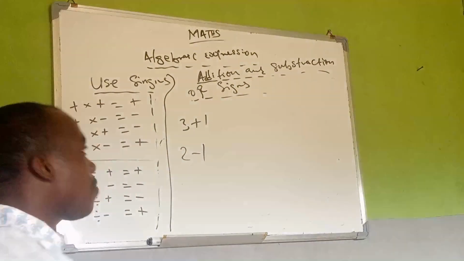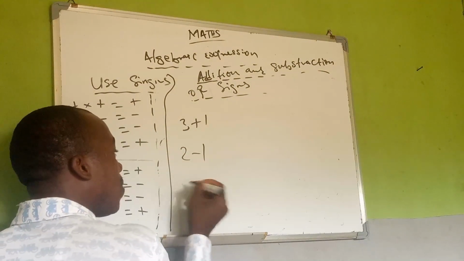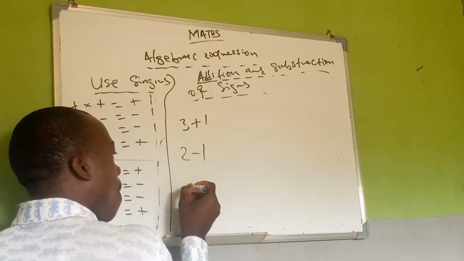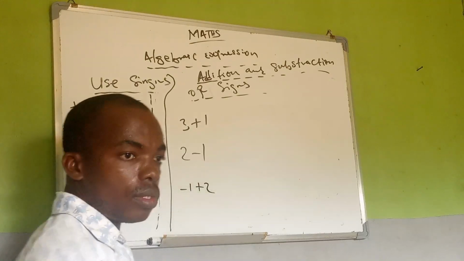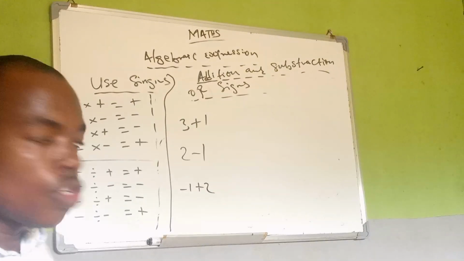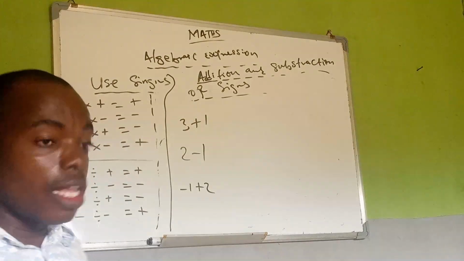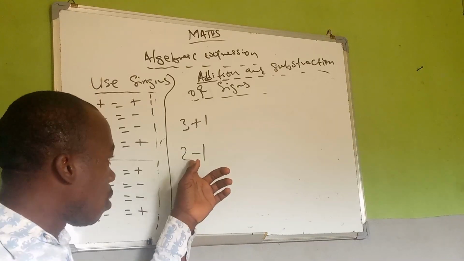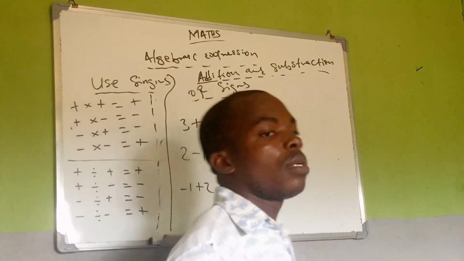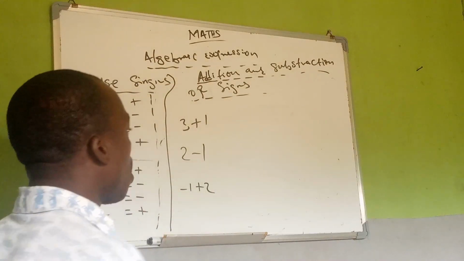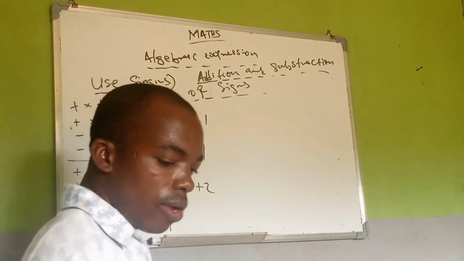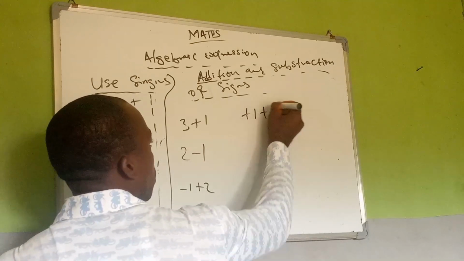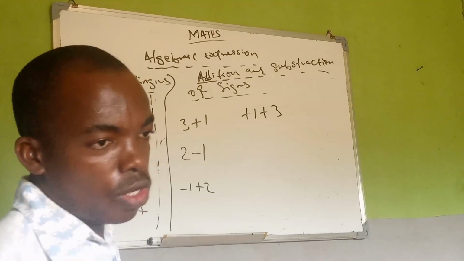Like for example, if I ask you minus 1 plus 2, somebody will not be able to start. Now I asked the same girl again, what about plus 1 plus 3? What's the answer? And she was confused.